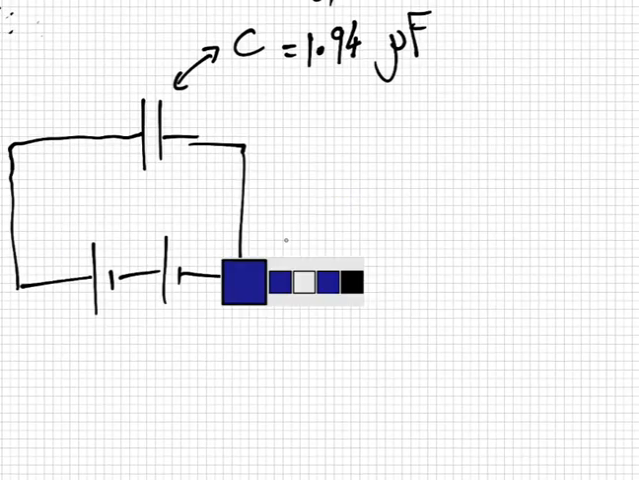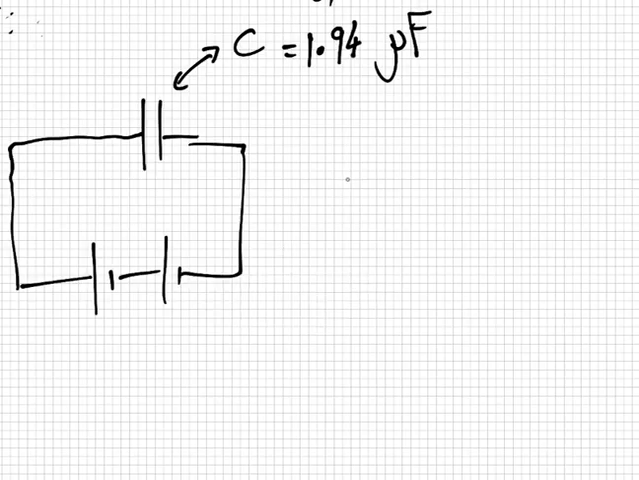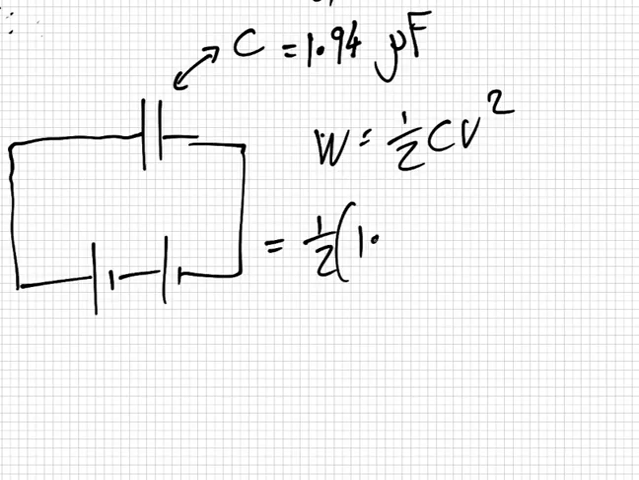Okay, so what does she want in the question? Energy. Total energy stored. So it's a half CV squared. So that's a half times 1.94 times 10 to the minus 6.